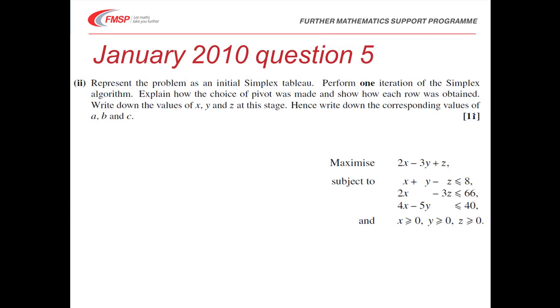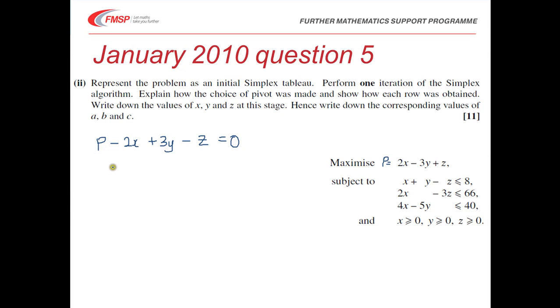So we'll now move on to setting up the simplex. So let's just check on how we're going to do that. The first thing we've got to do for the simplex, if I call the objective function p, then the first thing that we have to do is to rewrite this in the form p minus 2x plus 3y minus z equals 0. So that's what the simplex algorithm tells us that we've got to do. We've got to rearrange the objective function, put it equal to 0.